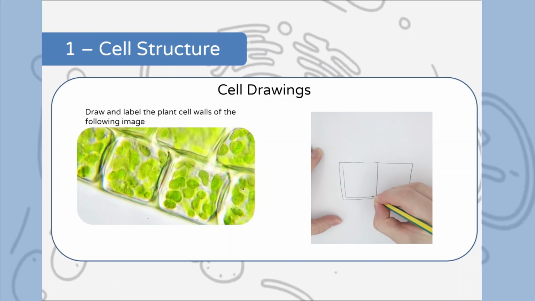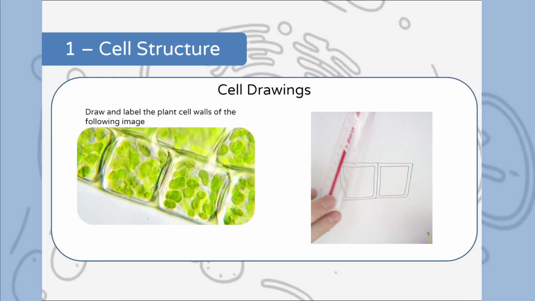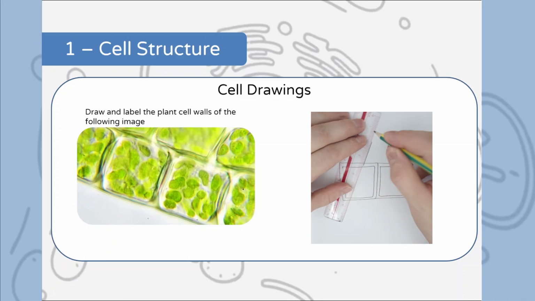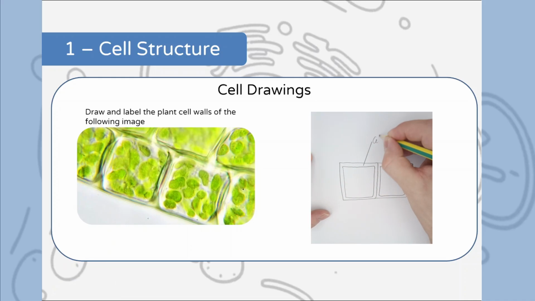Hopefully what you're seeing is solid lines, no shading and no drawing with artistic skill. I've only drawn what I've been asked to draw, which are the cell walls, and then at the end I add a single ruled line to add my label for the cell wall. This is one of the most common drawings that you'll be expected to do.